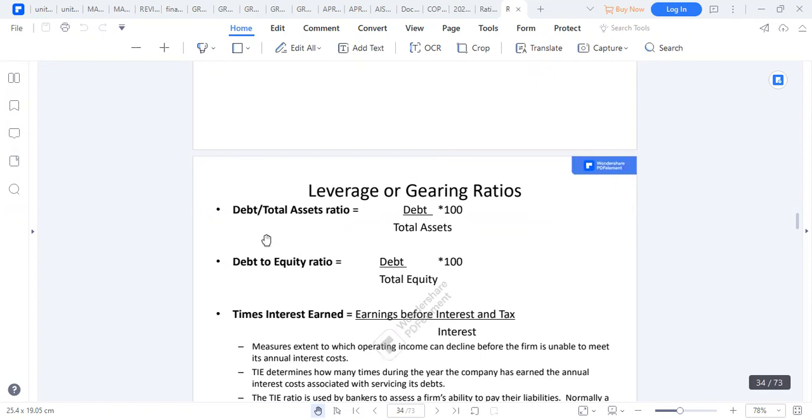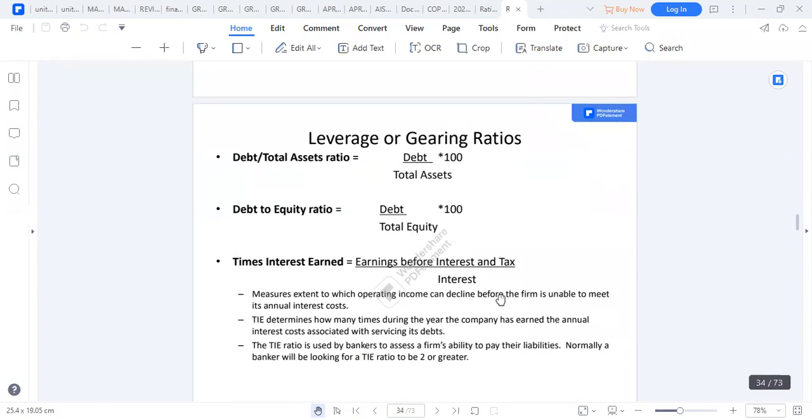So the following, we have a debt to asset ratio, which is total debt over the assets times 100. We have debt to equity ratio, which is debt over equity times 100. And we also have the TIE, which is the times interest earned, given by the earnings before interest and tax divided by the interest. This is one ratio that most bankers are interested in because the firm's ability to pay debts is dependent on this. Usually, if you have a TIE which is greater than 2, it means you're performing so well.